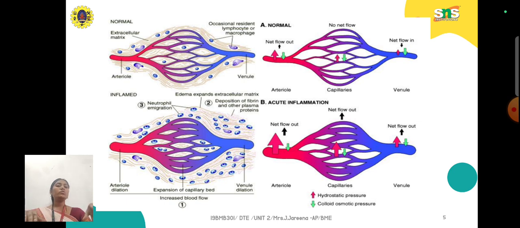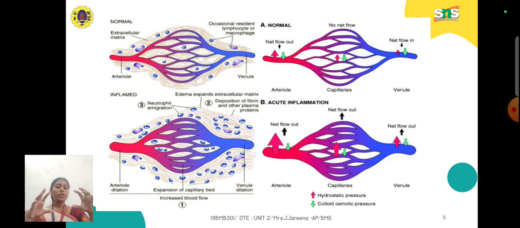Coming to inflammation: immediately after injury, the first sign or symptom is inflammation. The patient will get inflammation at the damaged site. The inflammation is usually called the first line defense mechanism, because this is what starts to initiate the process of repairing the damage. So it is called the first line defense mechanism.